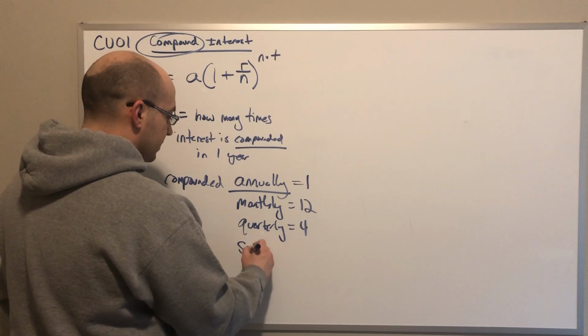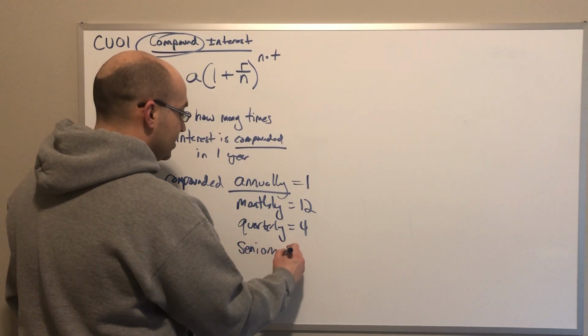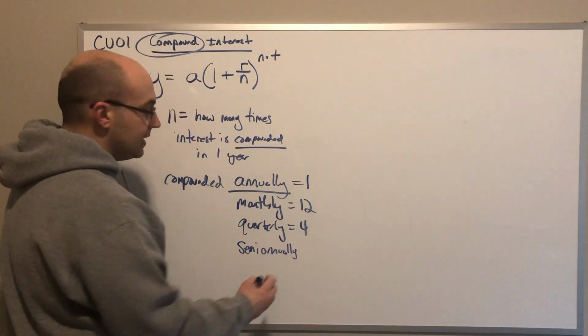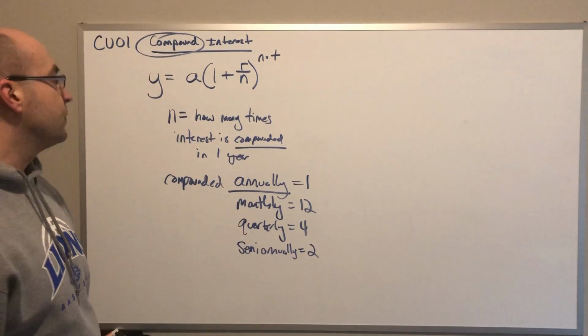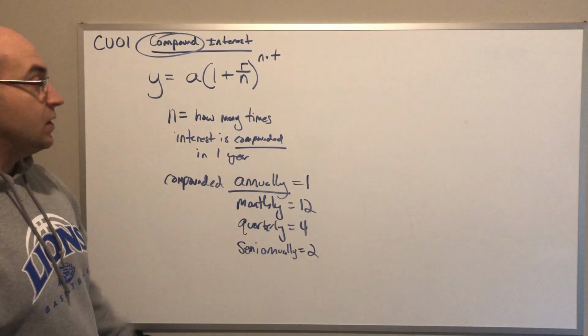The other one that we talk about sometimes is semi-annually. You will see that often. You will probably see that on the test. That means 2. It just means like biannually, like twice in a year, every 6 months, okay? So these are the terms that you'll need to know to plug in for n.